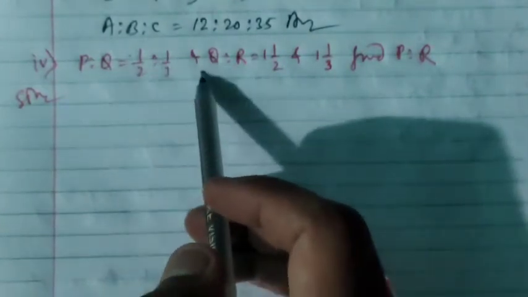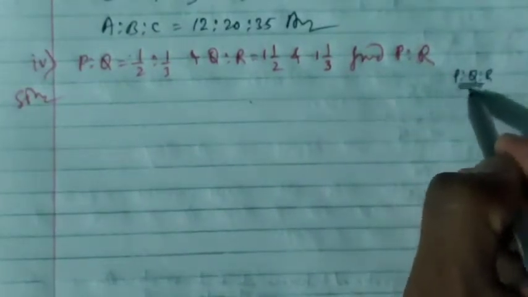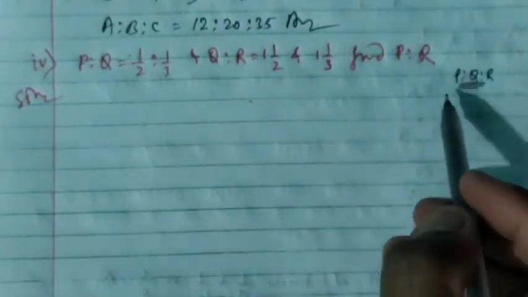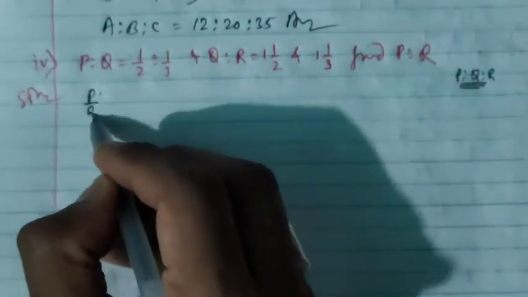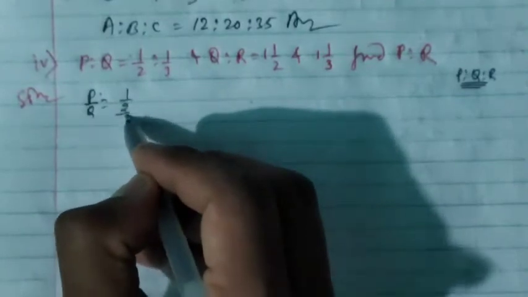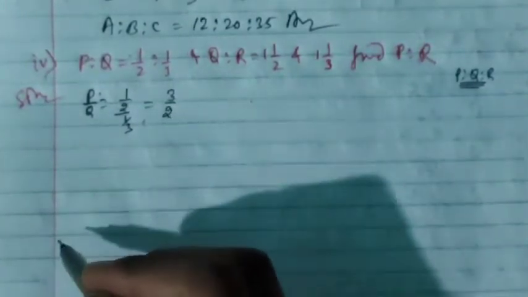For solving this also, first we have to find p ratio q ratio r. Then only we can write p ratio r. Now what is given? P by q is equal to 1 by 2 divided by 1 by 3. This 3 will come up. That means it will become 3 by 2.